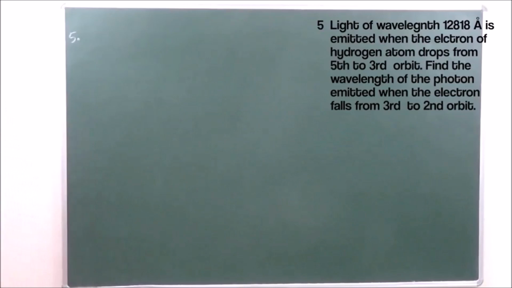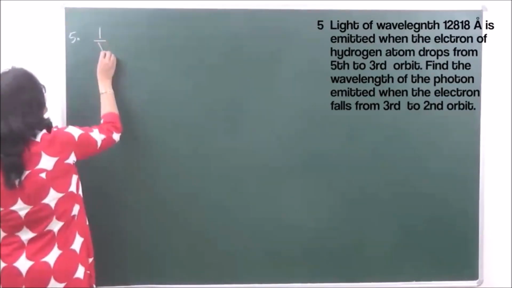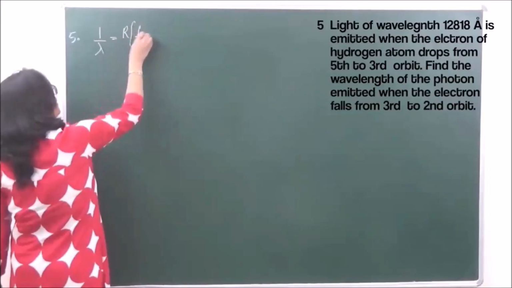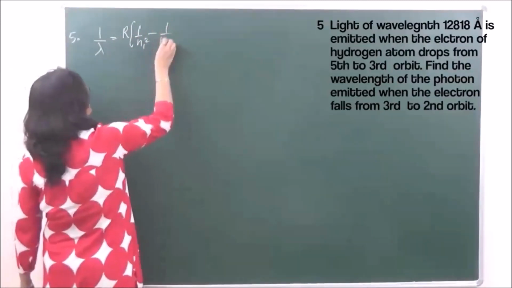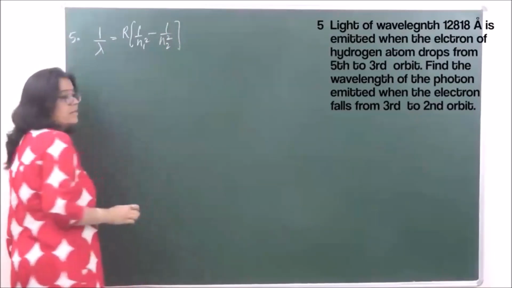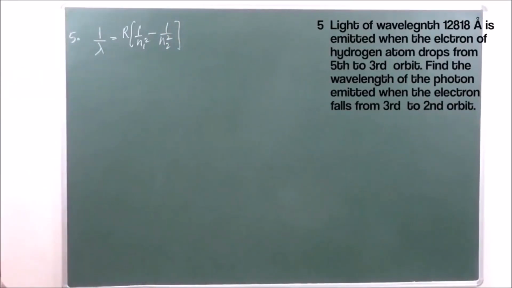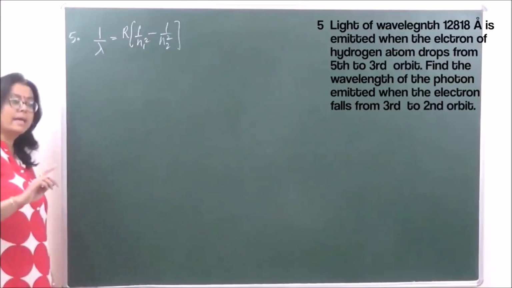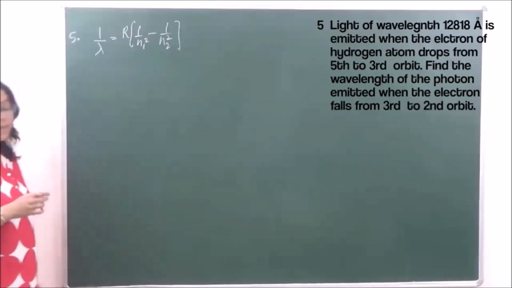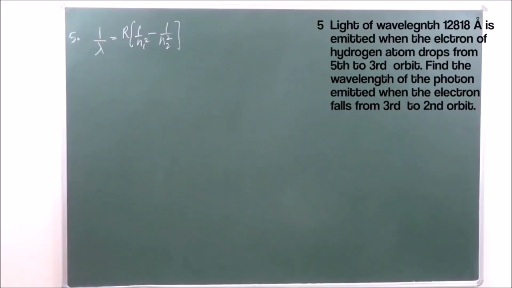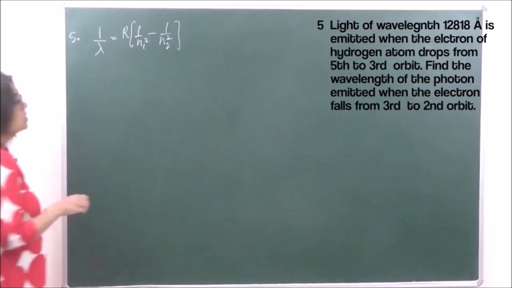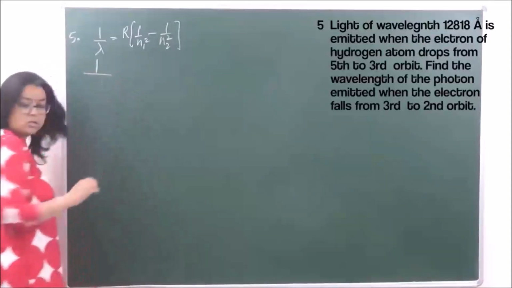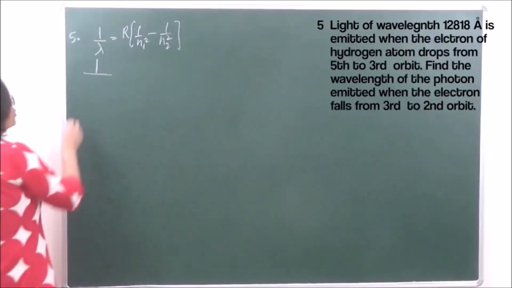So let's see. We know that 1 upon lambda is equal to R into 1 upon n1 square minus 1 upon n2 square. Now remember always that the value of n1 is always smaller than n2. So if you have some confusion in the question about what value has to be taken for n1 and what value for n2, always n1 is going to be smaller than n2. Over here, the first transition given to us is n1 is 3 and n2 is 5. And lambda is also given to us: 12818 Angstrom.